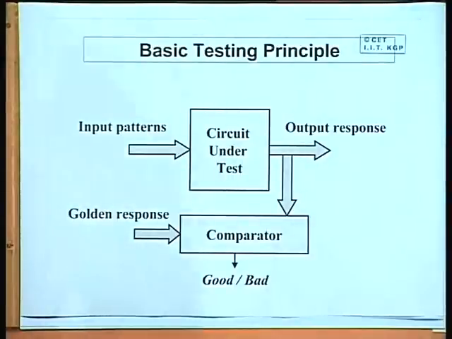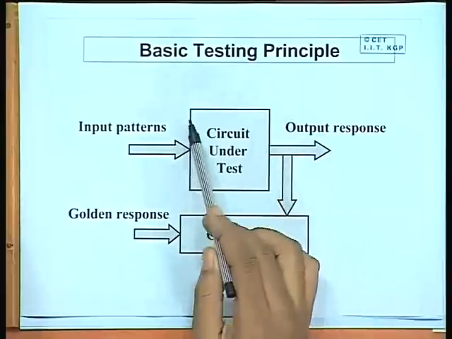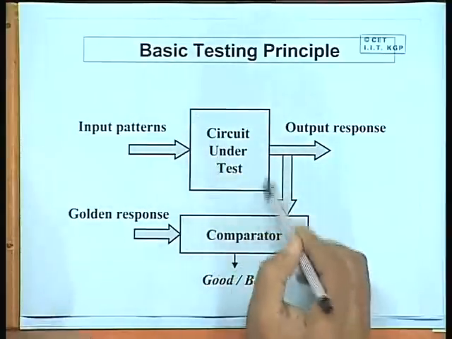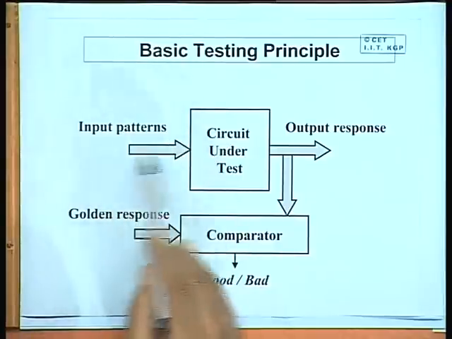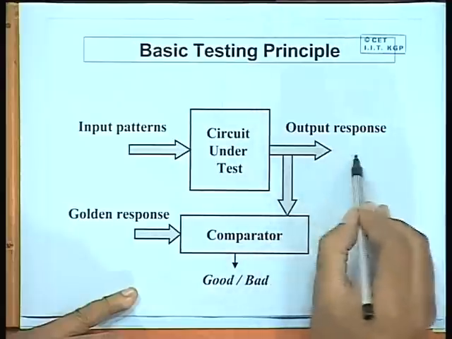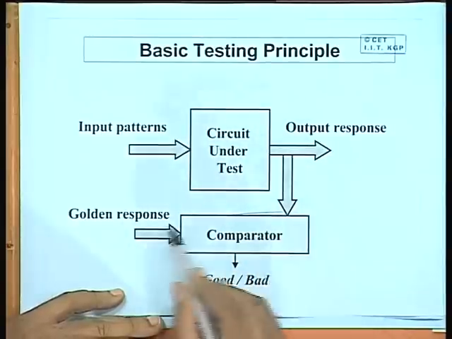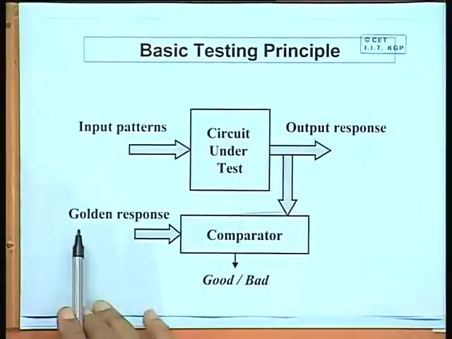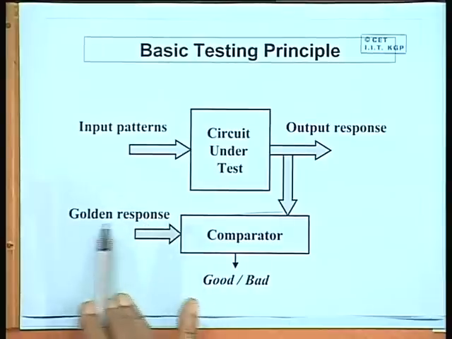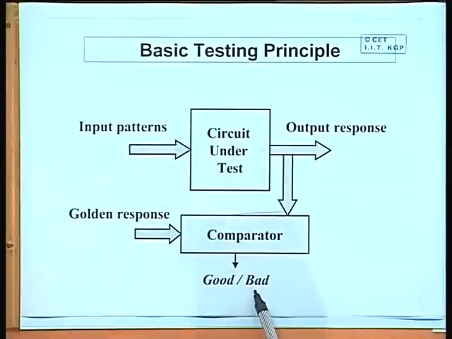The basic testing principle in its simplified form may be diagrammatically represented like this. You have a circuit under test. This can be a combinational circuit, also a sequential circuit, it can be anything. This is the block we want to test. To test it, we have to excite it with a set of input patterns, and we will have to observe the output response. This output response can be observed using some kind of a comparator. This comparator can be external or it can be inside the chip also, where the output responses are compared against the desired response, which is sometimes called the golden response, and if they match, we announce that the circuit under test is good, otherwise we announce it is bad.